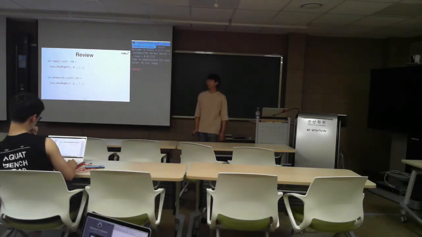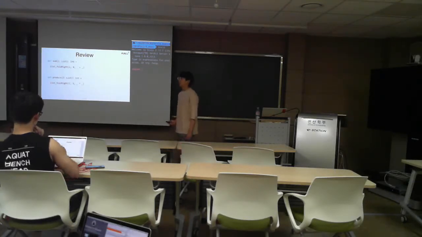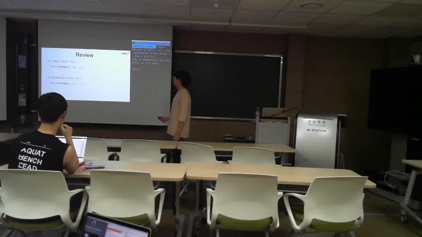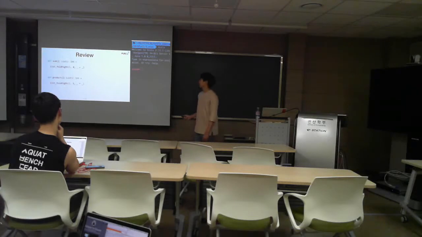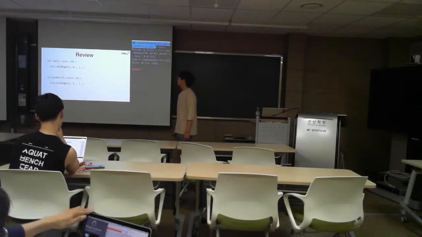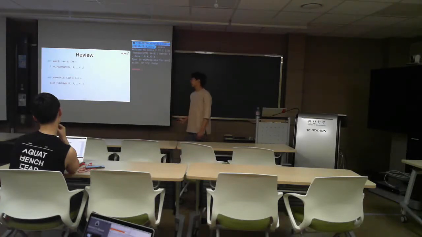Also, we implemented this foldRight function. This function takes three parameters. The first one is a list, and the second parameter is an integer, which is a kind of initial or starting value, and the last parameter is a function which takes two integers and returns one integer. So what does this function do?